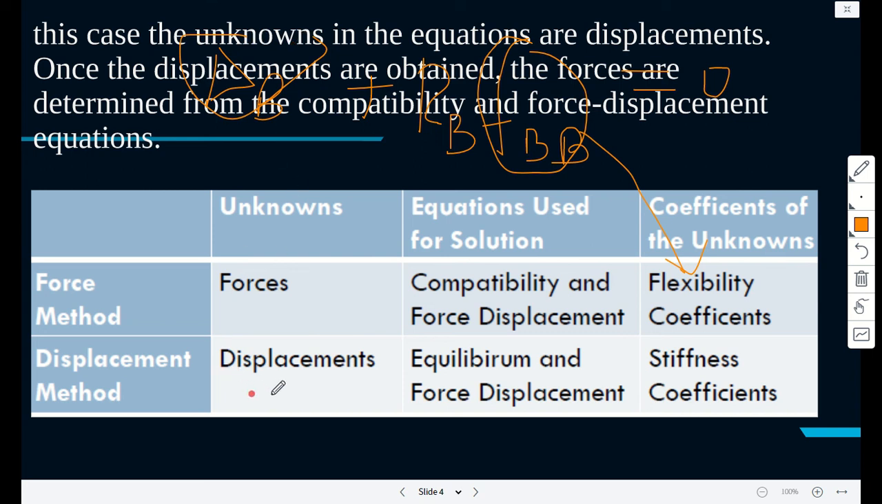So the unknowns are displacements in the displacement method. The equations to be used are equilibrium and force-displacement, and then the stiffness coefficients. Now, stiffness coefficients and flexibility coefficients are more or less the same thing, because what is flexible can be stiff, so they are the opposite of each other. In that realm, we are more or less talking about the same thing.